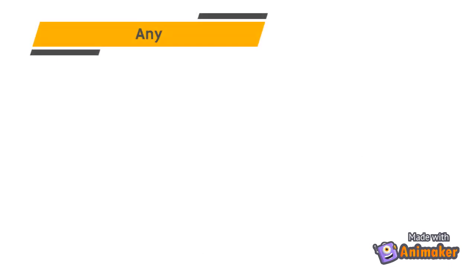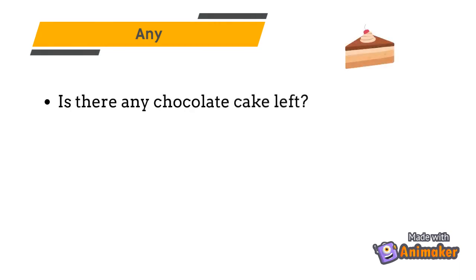Now let's look at the quantifier any. Read and listen to these examples that use the word any. Is there any chocolate cake left? In this question sentence, we use any to ask if an item exists or not. In this case, chocolate cake.